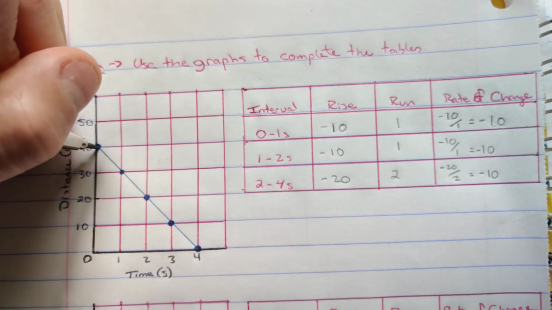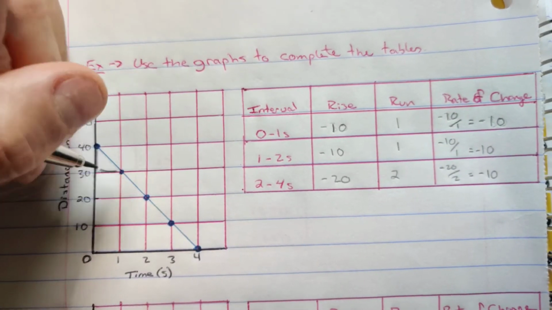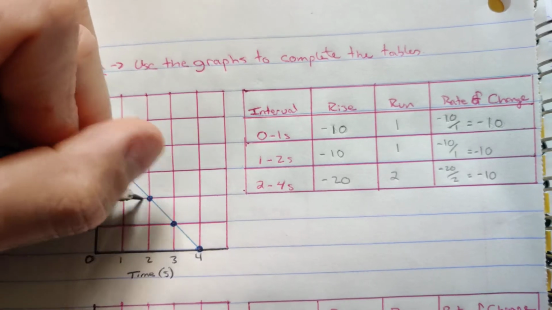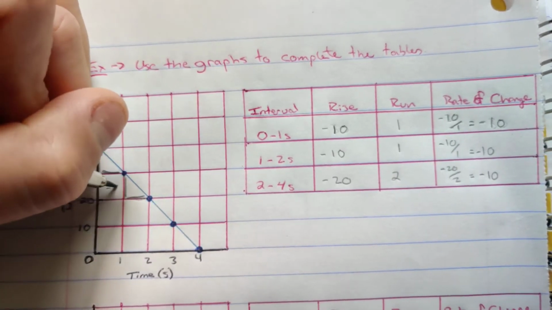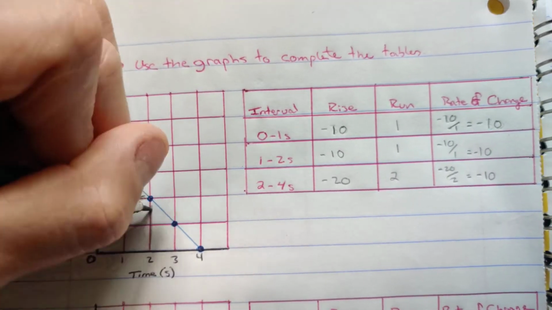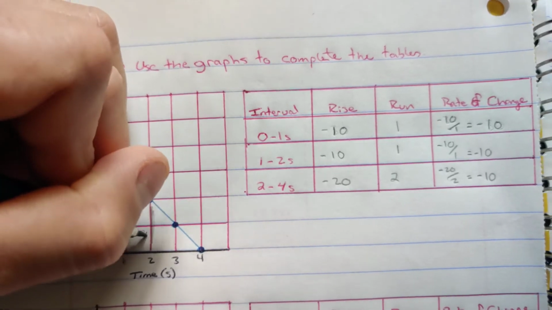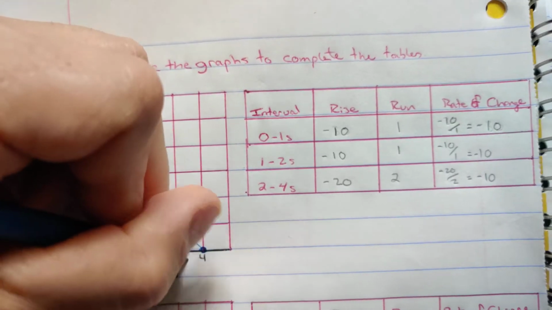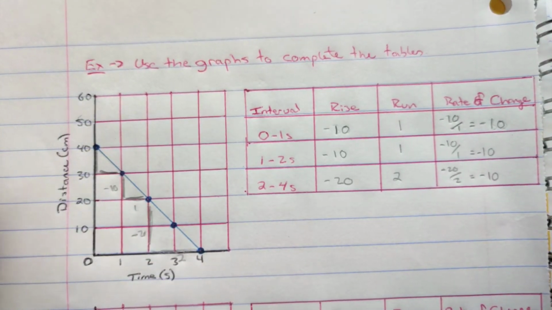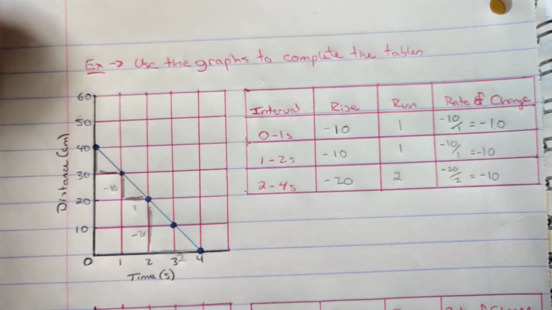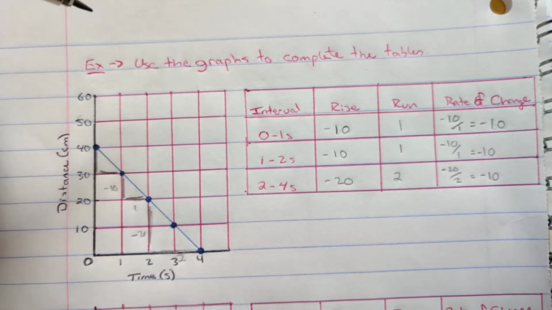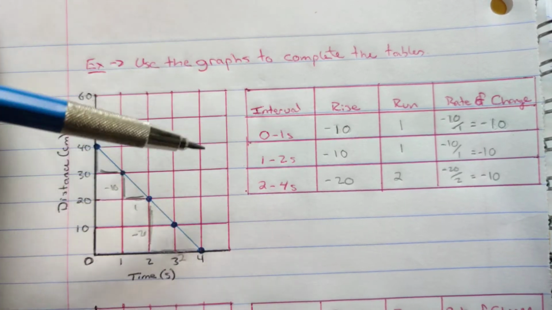And we can illustrate these with a little triangle, our rate triangles. So we're going down by negative 10 over by 1. Here we went down by negative 20 over by 2. So you see that with the linear relation here, we have a constant rate of change.